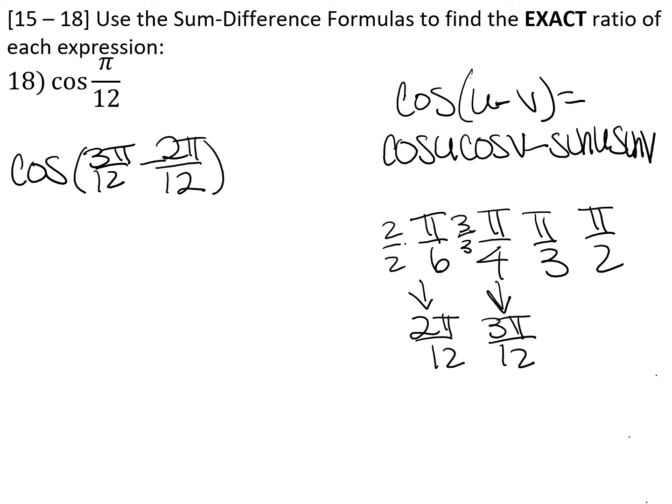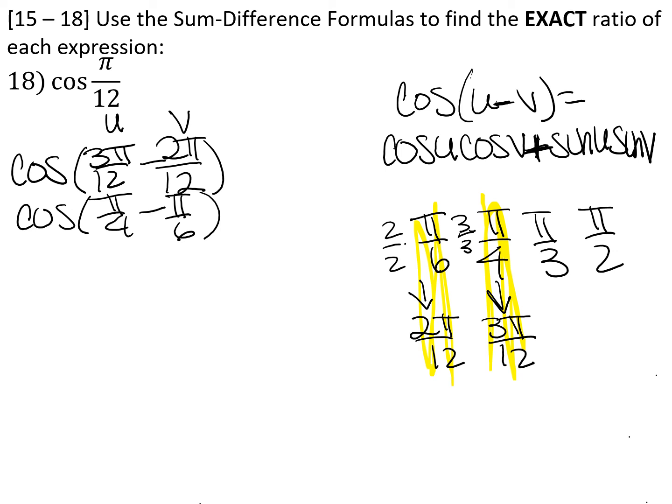Oh, but it's a plus. So on the formula, these are always opposites for cosine. So my u is going to be the 3 pi over 12. My v is going to be the 2 pi over 12, but those don't look like angles from our unit circle, so I'm going to convert them back to these ones here. So that one's equal, this one's equal. So I'm going to do pi over 4 minus pi over 6.